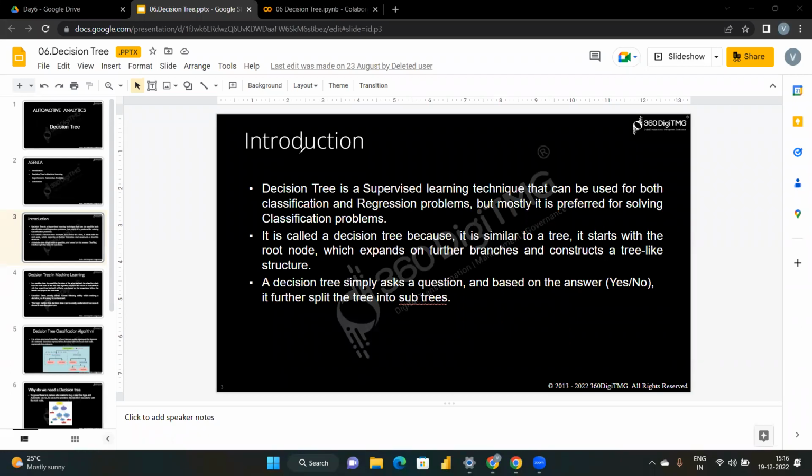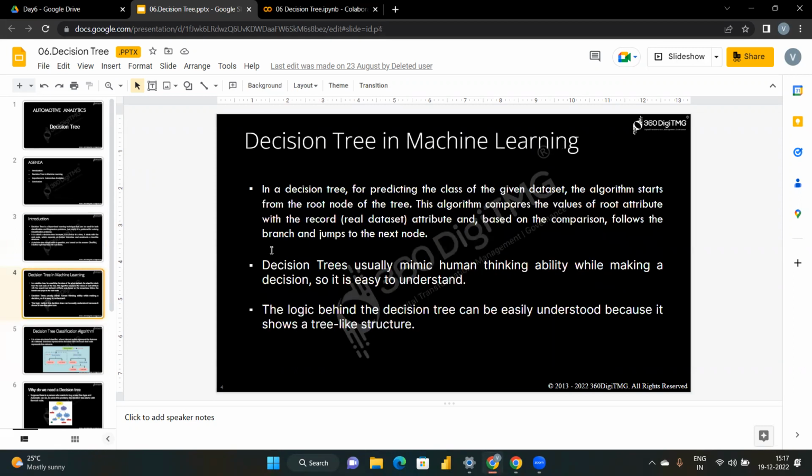If you ask me what the disadvantages or limitations of a decision tree are: a small change in data can cause a large change in the structure of the decision tree, causing instability. The calculation can sometimes become more complex compared to other algorithms. A decision tree often involves a higher time to train the model. So guys, what are the things we have seen? The introduction. The next concept we have here is decision tree in machine learning.